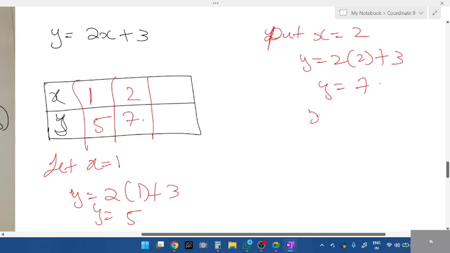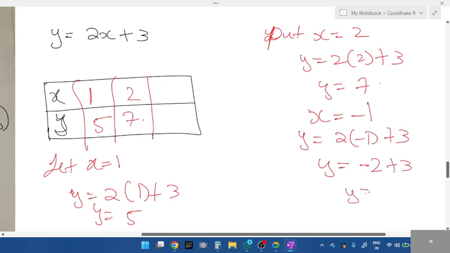Next, let us take minus 1. X is equals to minus 1. Y is equals to 2 into minus 1 plus 3. What is 2 into minus 1? 2 into minus 1 is minus 2. Minus 2 plus 3 is, now the answer is 1. So for X is minus 1, what did we get for Y? 1. All these are assumptions. We are just assuming the value, students. We call it the trial and error method. Just assume a value.